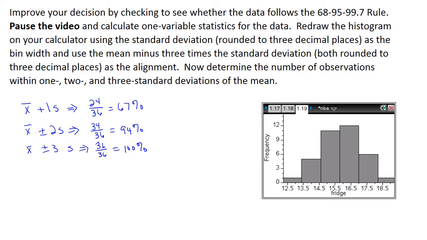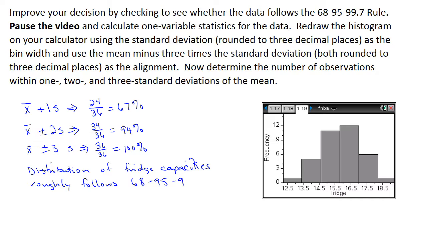So this distribution of fridge capacities roughly follows the 68, 95, 99.7 rule. So my decision of approximately normal is confirmed. Okay, and so that was pretty easy.